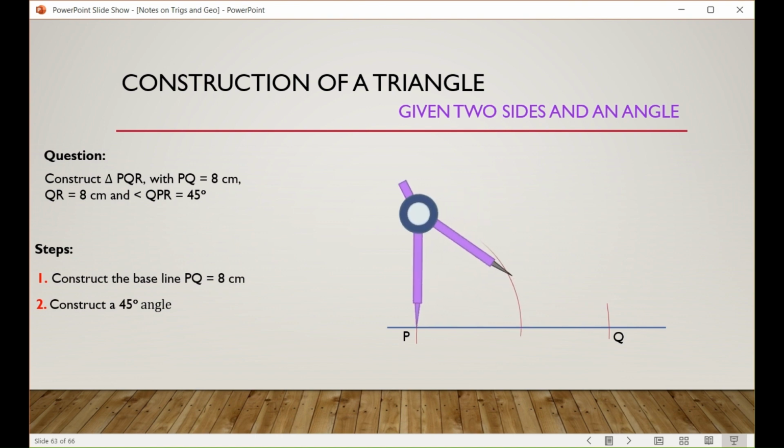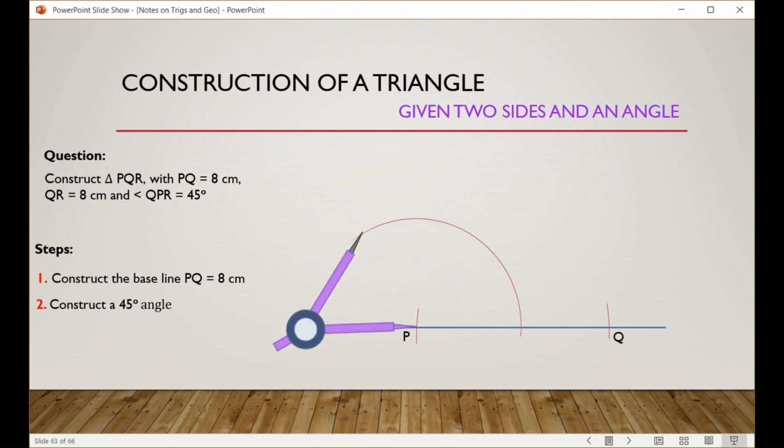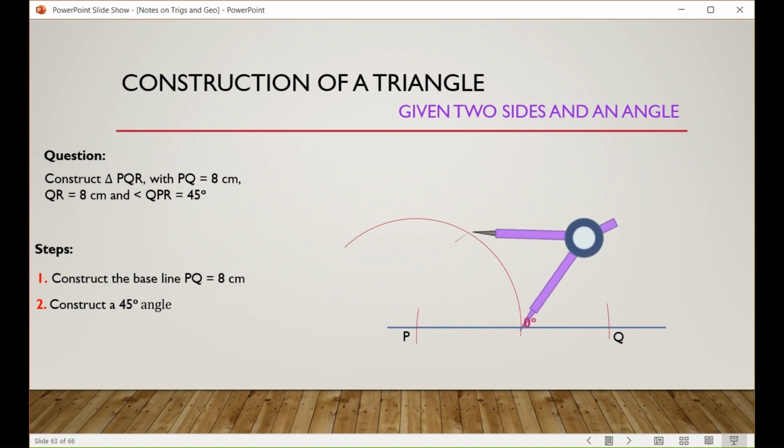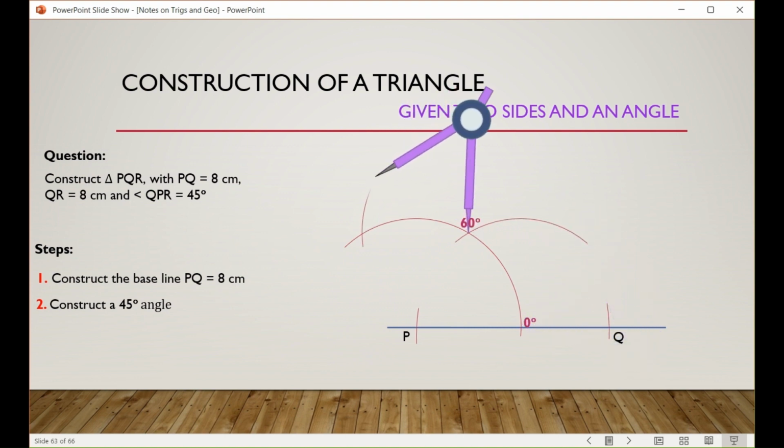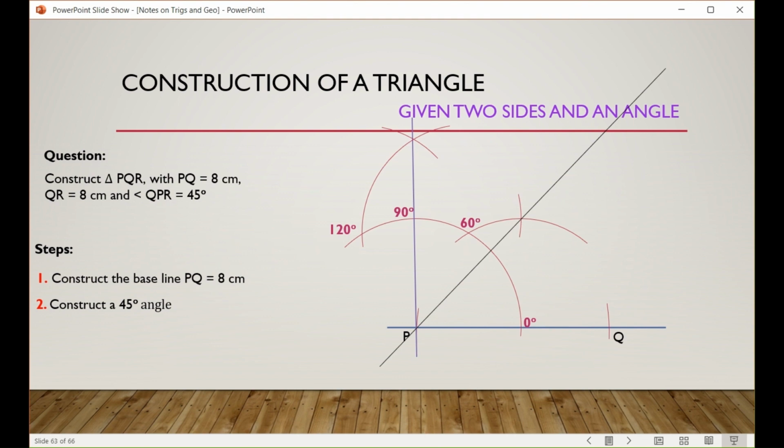So let's construct 45, making our main arc. Let's identify where 0 is. To remember, this is our 60 degree. And from our 60, we can cut. We get our 120. And we cut at 120. We'll be able to get our 90. So we use those two. And we have 0, and let's cut from 90. And that will give us 45 degrees.